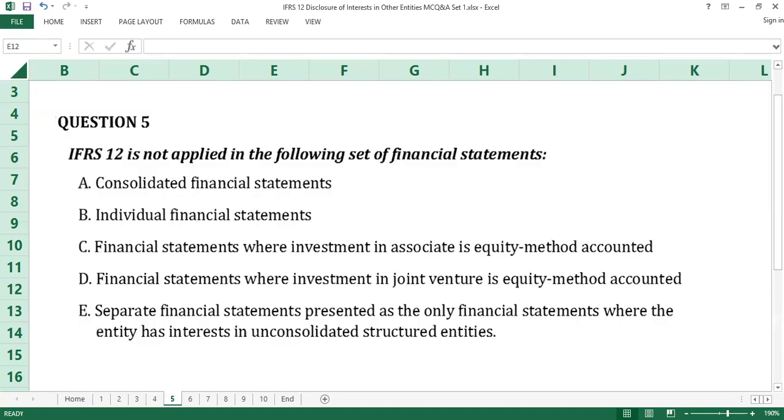Question number 5. IFRS 12 is not applied in the following set of financial statements. A, consolidated financial statements. B, individual financial statements. C, financial statements where investment in associate is equity method accounted. D, financial statements where investment in joint venture is equity method accounted. E, separate financial statement presented as the only financial statement where the entity has interest in unconsolidated structured entities. Time counts.